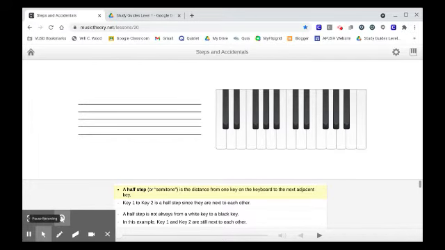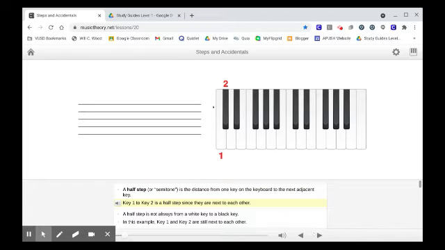Alrighty, so today we're going to be learning about half steps and whole steps. It's a pretty easy concept. It's essentially the distance from one key to the next. So a half step, also known as a semitone, is the distance from one key on the keyboard to the next adjacent key, like the very next one.